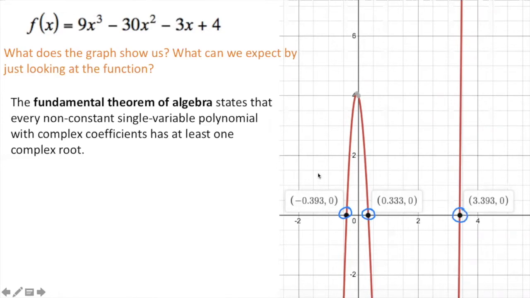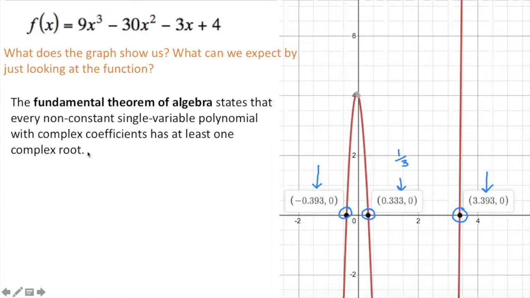And I don't really know if this terminates or not. I'm going to assume that the decimal goes on and that Desmos chopped it off. And this 0.3 repeating, I'm suspicious that that is 1/3, but I'm not positive at this point, okay? But I do see those are real zeros or x-intercepts based on the graph.